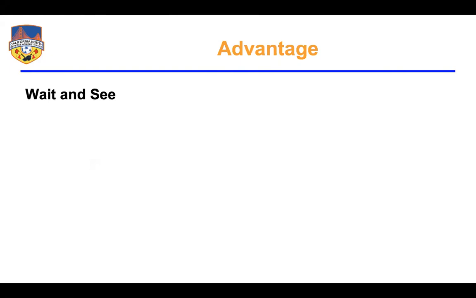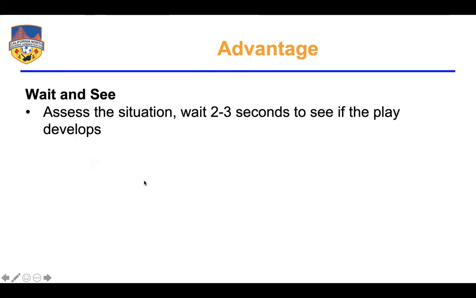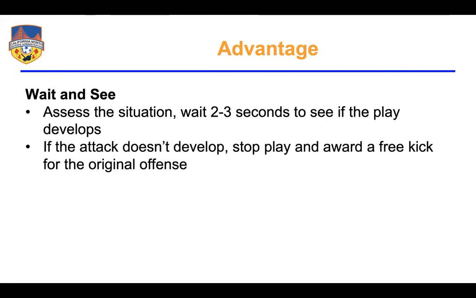Other times, it's not going to be as clear, and so there's a concept that we talk about called wait and see, which is basically assess the situation. Wait 2 or 3 seconds to see if something can develop. And if it does, great. Go ahead and play advantage. If it doesn't, stop the play and award the free kick. So you don't have to decide right away if advantage is present.